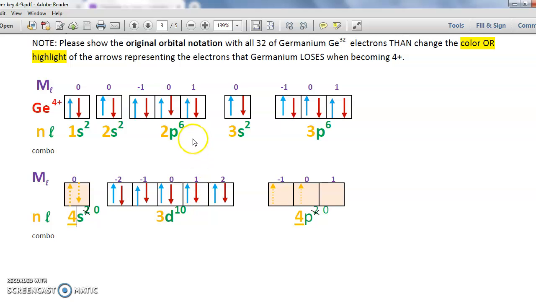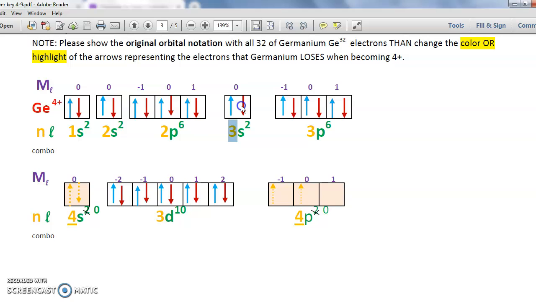Look at what it does. The fourth level is now gone. There's no electrons left in the fourth level. So my outermost level now is a 3, not the valence. The valence was the fourth level. It's gone. My outermost level left is a 3.